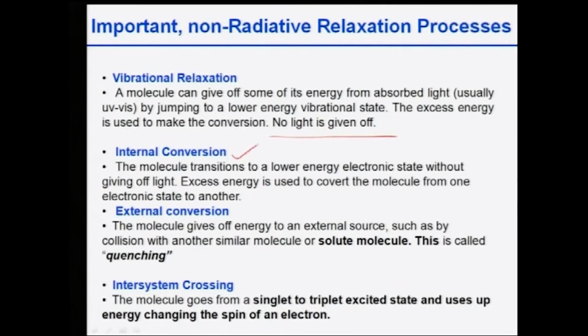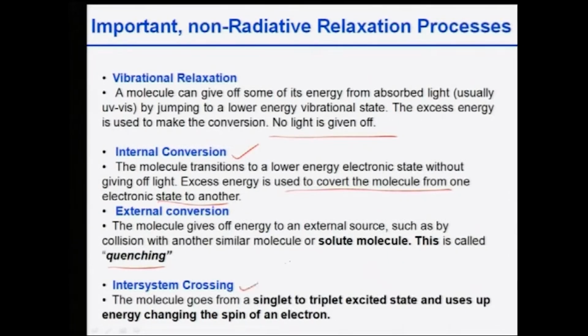Internal conversion I have already discussed. Basically, in molecular transition to a lower energy electronic state without giving off light, excess energy is used to convert the molecule from one electronic state to another. What is external conversion? That is the new thing I am going to discuss, and that is known as quenching. The molecule gives up energy to an external source, such as through collision with another similar molecule or a solvent molecule. That is what is called quenching. That means it can give energy to another molecule.